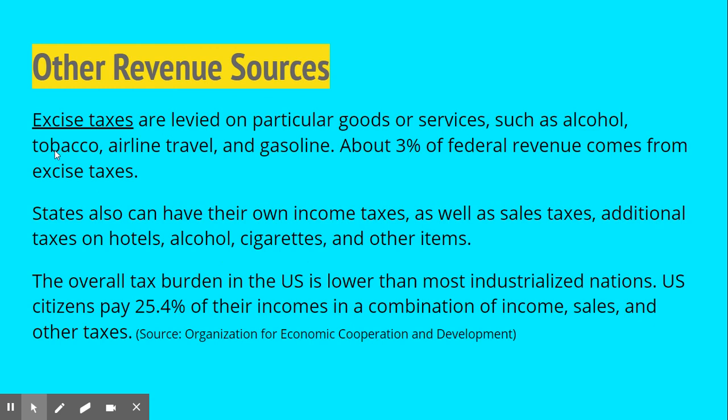Let's say the tax code has other sources of revenue besides income tax, so excise taxes. These are also known as sin taxes. These are like sales taxes on particular items. The states have their own income taxes. So all of these things are revenue coming in.